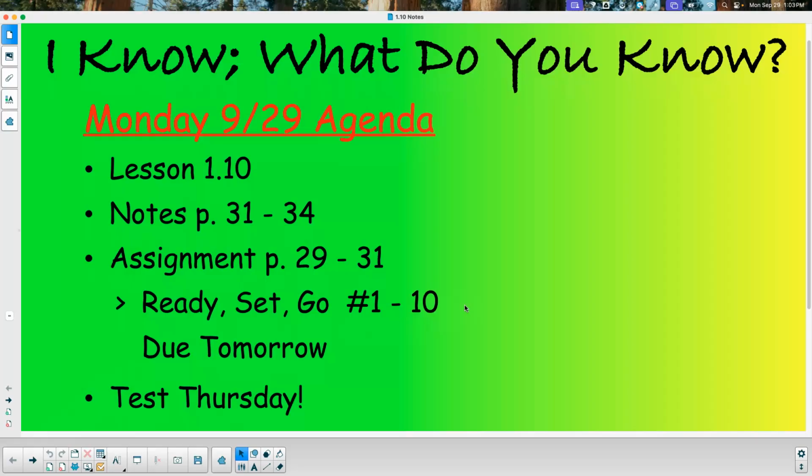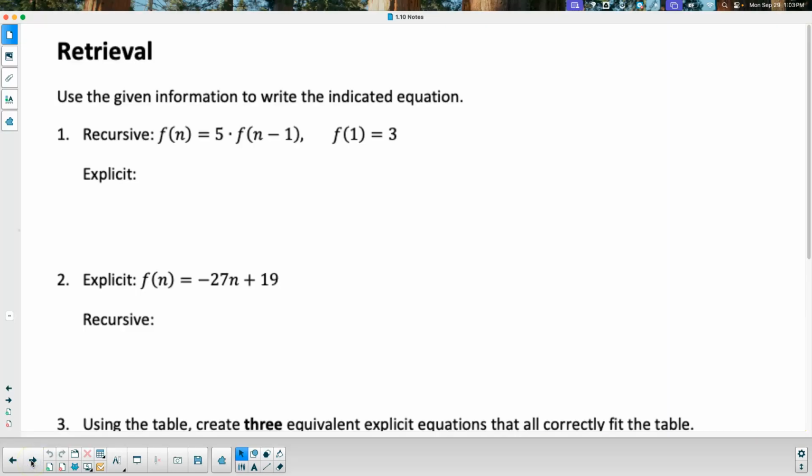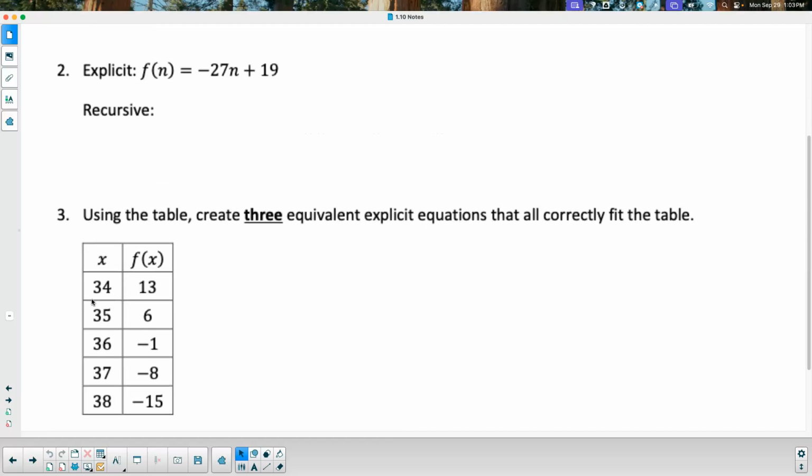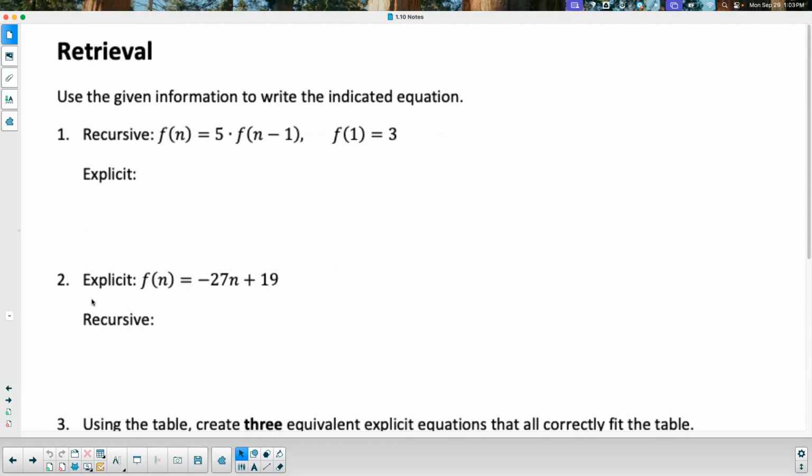So with that being said, we are in the white packet today. We're going to be on page 31 to start. If you wanted to spin your white packet to page 31, there is a 3-question retrieval there that I would like you to do at this time.